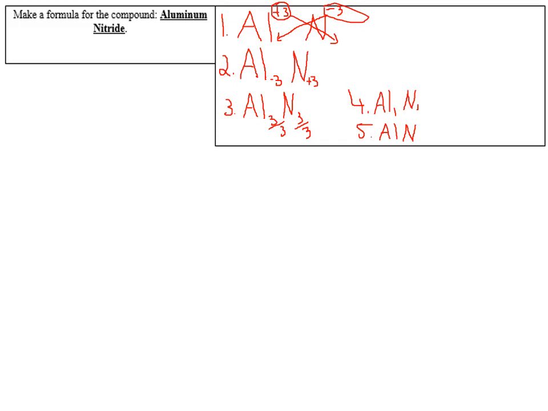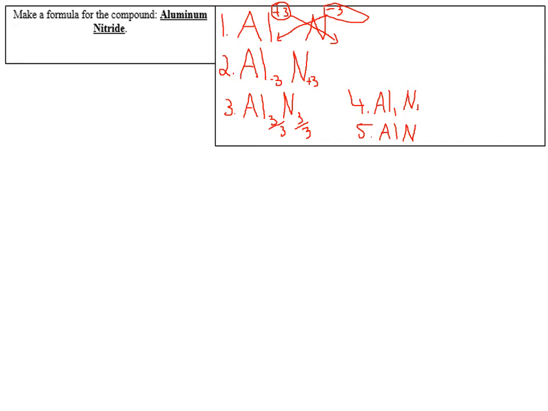You cannot have a fraction or a decimal as a subscript. It has to be a whole number. So if there's ever a case where you end up with a fraction, you divide it by the wrong number. We'll take a look at another example of reduction. I'm just going to do it on this slide here.